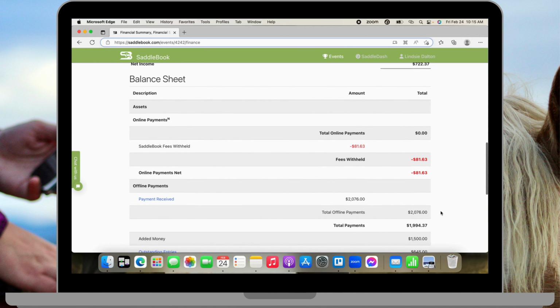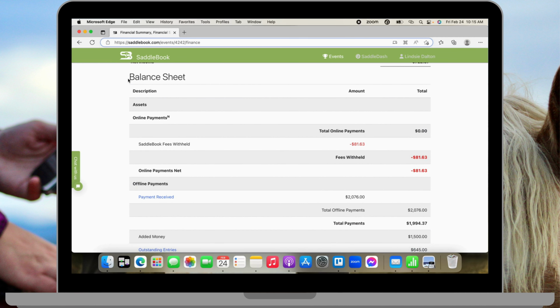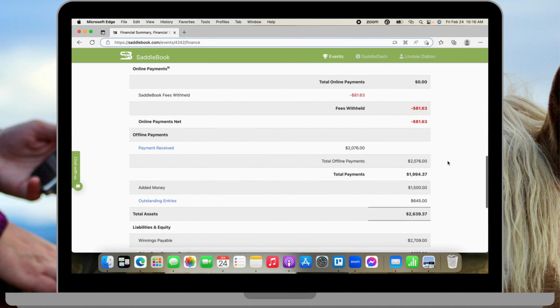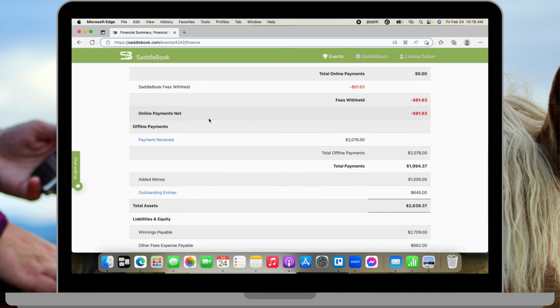Moving down, we have our balance sheet. This first section, which has your assets and online payments, that is specific to credit cards. So if you're taking credit cards, this will be filled out with that information. This race, we did not take credit cards, so therefore it is blank, leaving your total online payments 0. Your saddle book fees withheld is listed, the $81.63 that we saw earlier in expenses, and it shows total fees withheld. Then it will show your total online payments net.